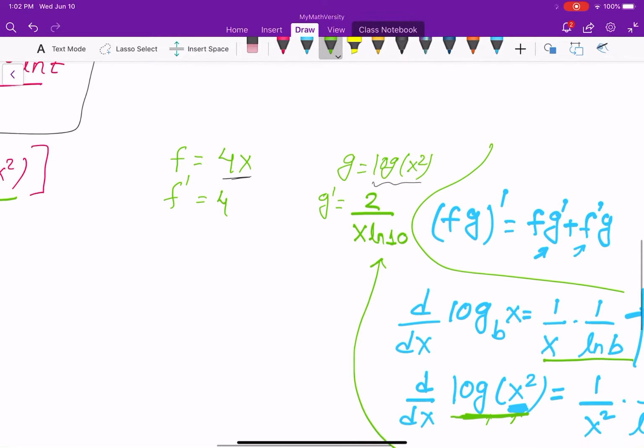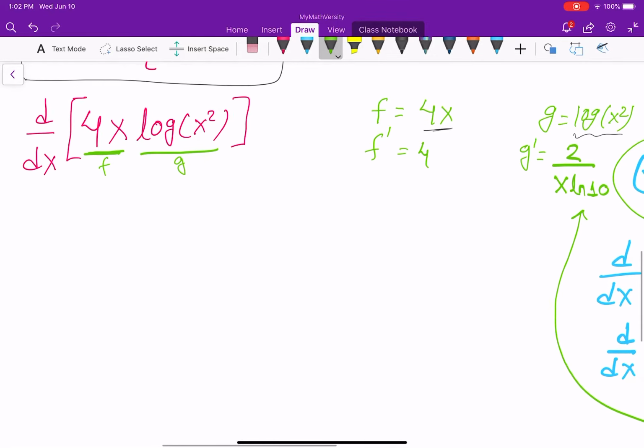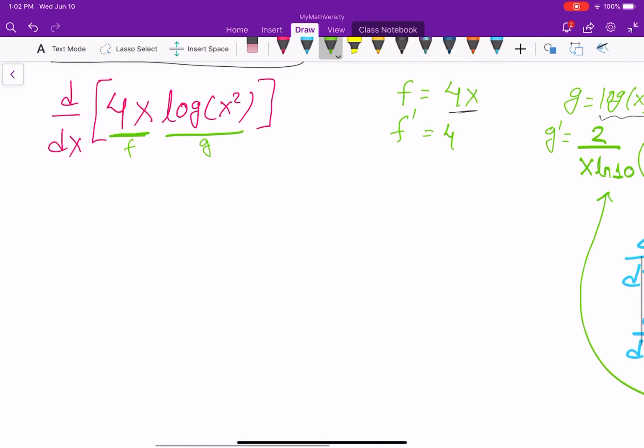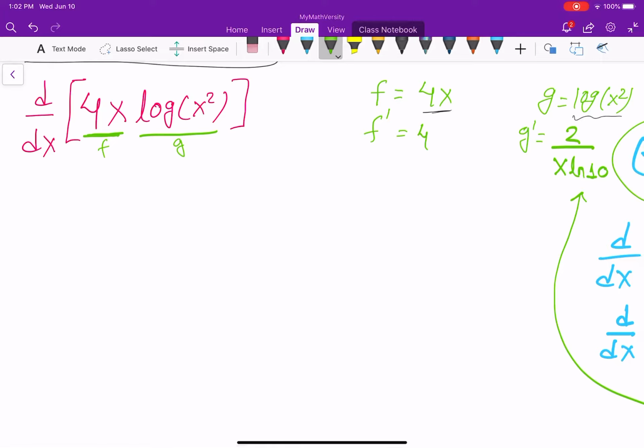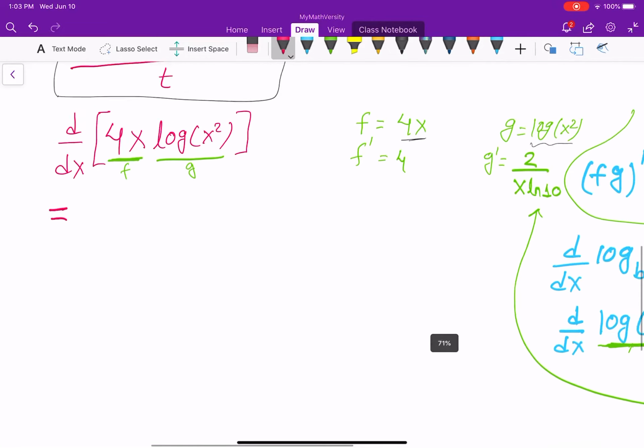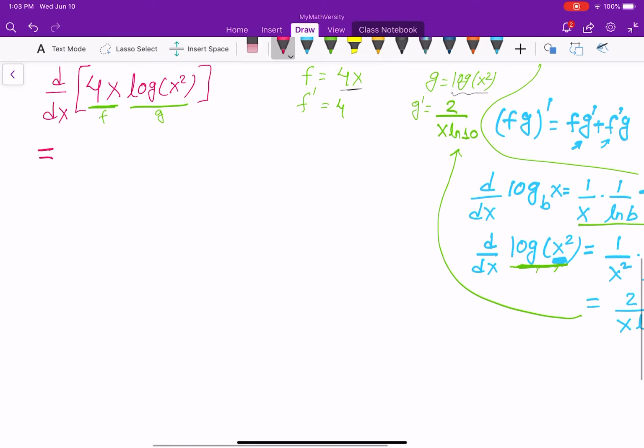Okay, what do we have here? We have now f, g, f prime, g prime, all of them are here. So those are the only necessary things for our product rule. So then we can just go ahead and use the formula. All right, so now this is equal to, what is in the product rule? The product rule says that to find the derivative of this, we can write f times g prime. So what is f? f is 4x, so write that down.